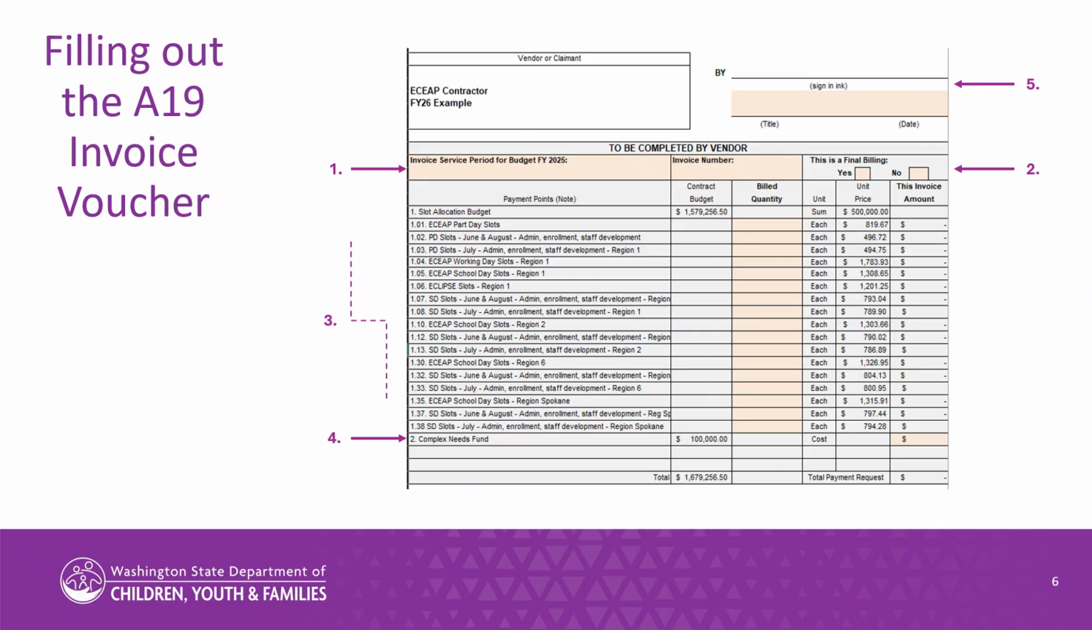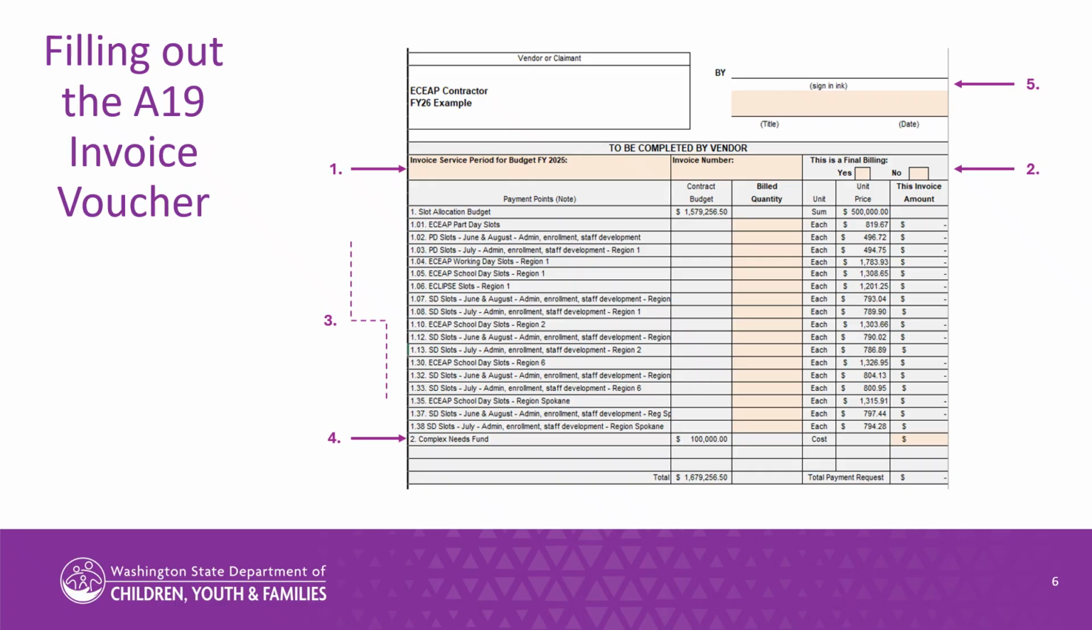Name the A-19 the following: contractor name, month, year, name of the form, contract number. The email subject line should have the same name on the form. For example, school name 725 A-19 26-1234.